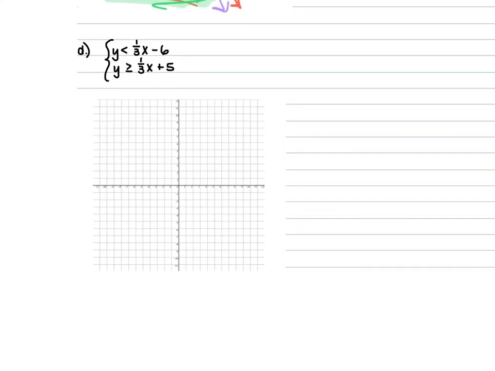For D, we have y is less than 1/3 x minus 6. So we're going to do minus 6, up 1 to the right 3, and down 1 to the left 3. We're drawing a dashed line through these points. And then we are shading below it.